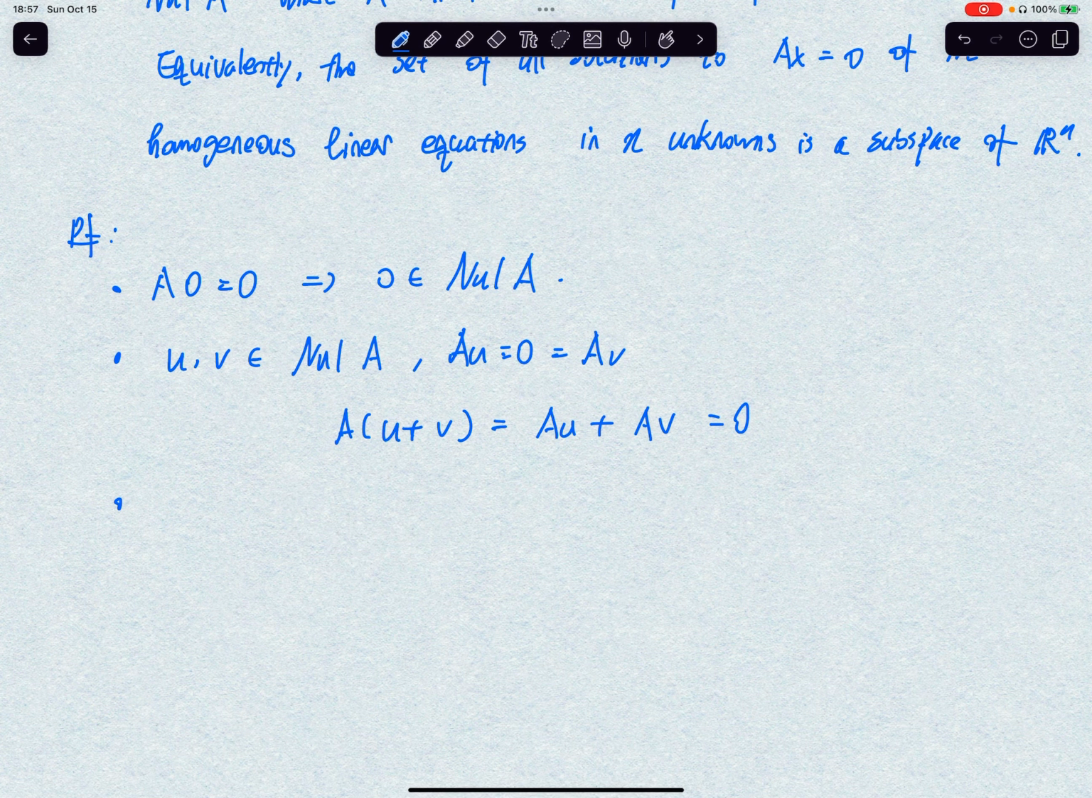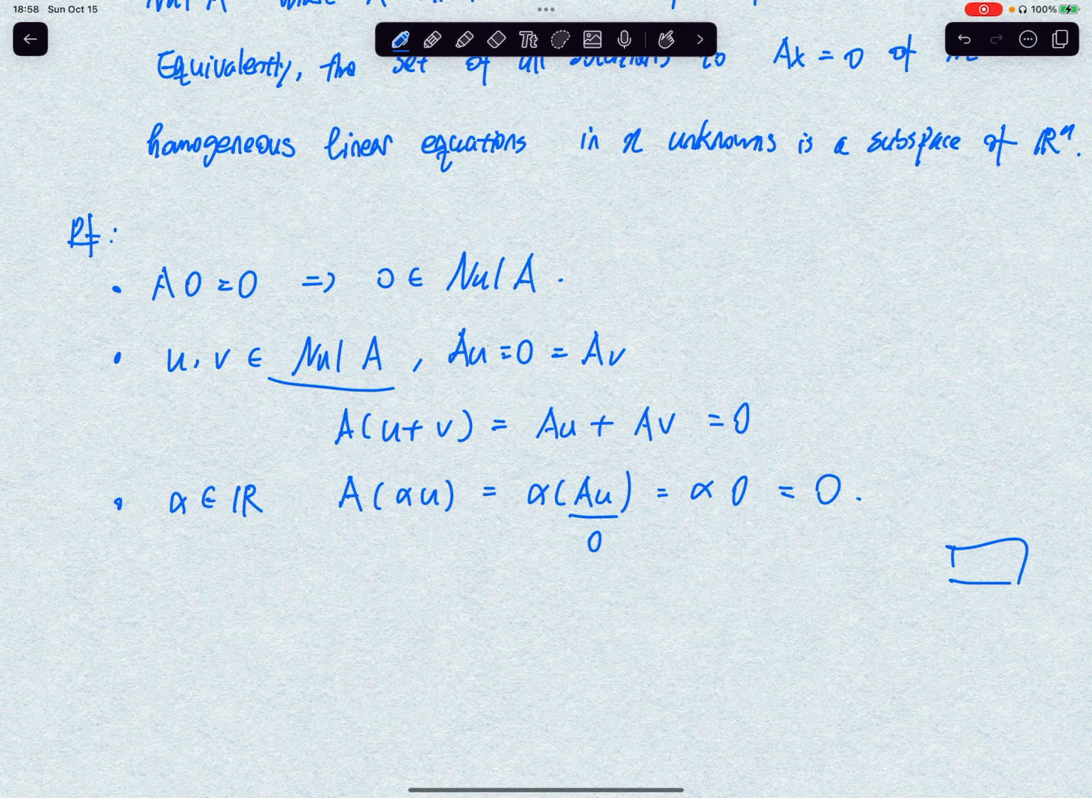And the same thing happens for scalar multiplication. So for an arbitrary scalar alpha in R, we have that A times alpha u equals alpha times Au. And since u is in the null space of A, this is 0, so it is alpha times 0, which vanishes. So of course it is closed under scalar multiplication.